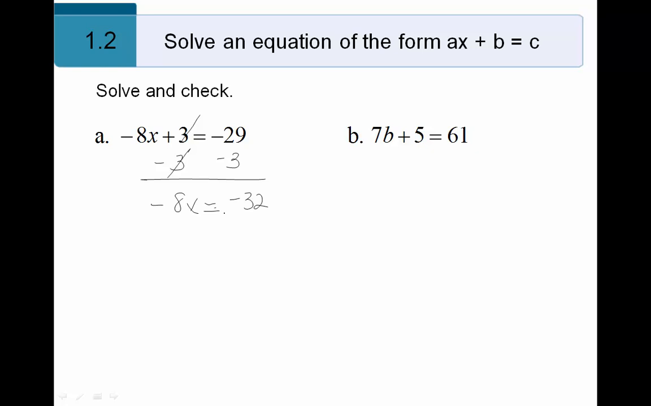Okay, we have the variable on one side of the equation and the number on the other, which completes step 2 and 3. Step 4 then is to remove the coefficient. So we'll divide both sides by negative 8. X equals positive 4. The fifth step, remember, is a check.